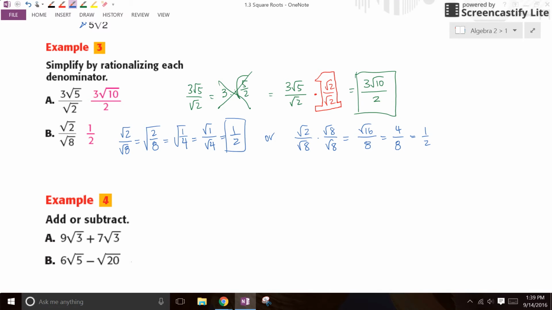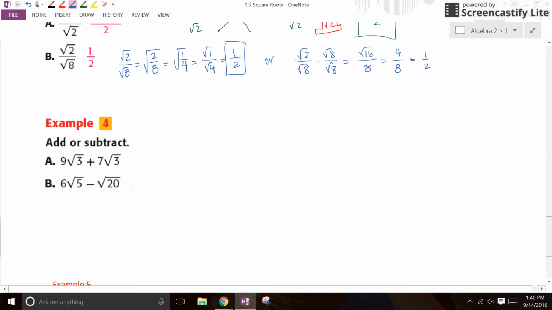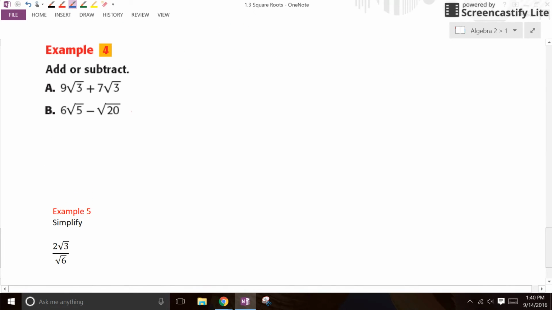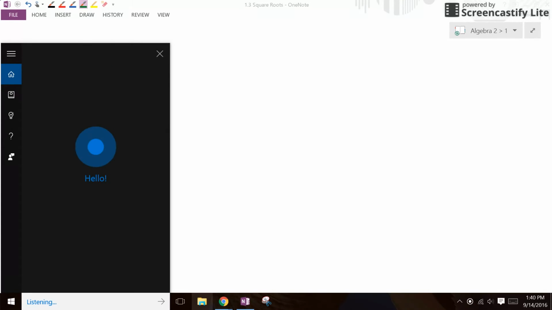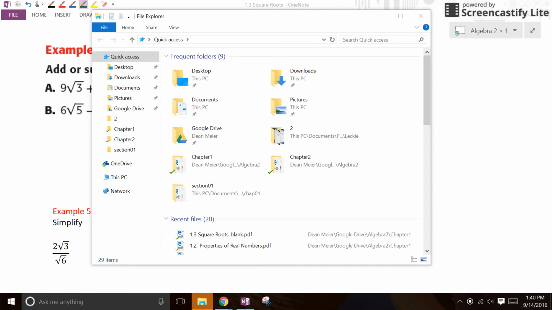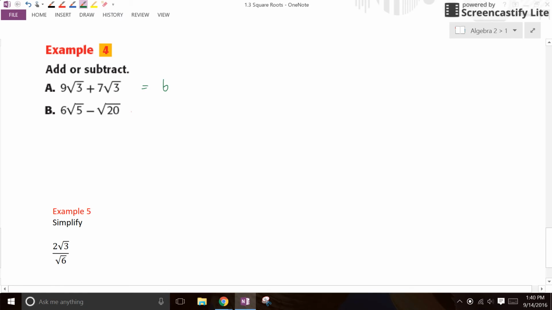All right, and then adding and subtracting radicals. The rule is if they are like terms, you can add or subtract them. So here I see 9 root 3 plus 7 root 3. That's like saying 9 cows plus 7 cows. What would you have? Like I would have 16 cows. So root 3 was my cows, right?